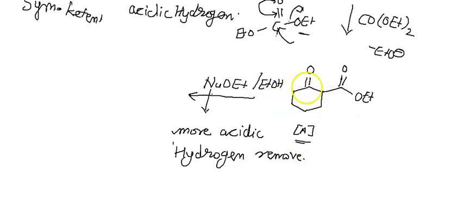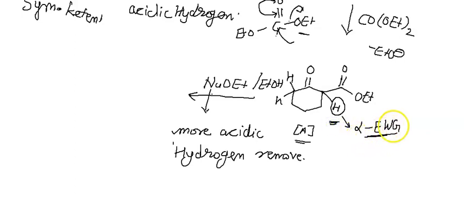See, in this substrate there is 1 hydrogen at this position and 2 hydrogens at this position. Always remember in your mind, if any hydrogen is present at the alpha position to an electron withdrawing group, then that hydrogen is more acidic. If any hydrogen is present alpha to an electron withdrawing group, this is a more acidic hydrogen.